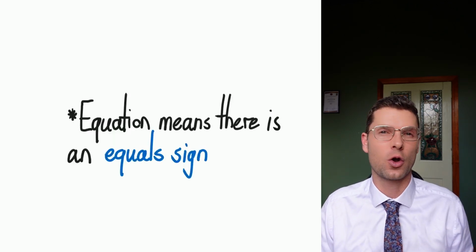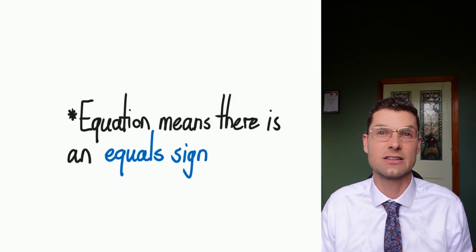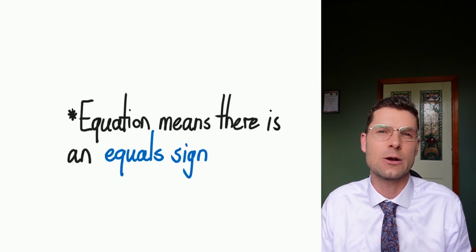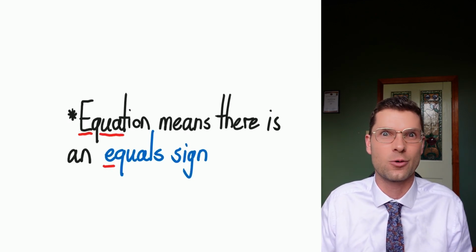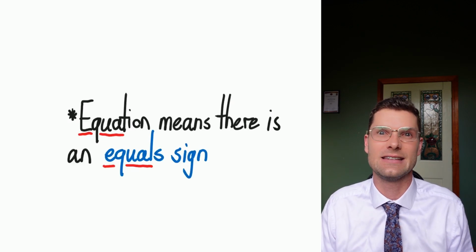So when we're talking about an equation, it's different to an algebraic expression. In previous lessons we've seen quite a lot of algebraic terms, but an equation always has an equal sign in it. It's actually part of why it's called an equation. Equal and equation have the same start. So we know that every time we see an equal sign, we're definitely dealing with an equation.